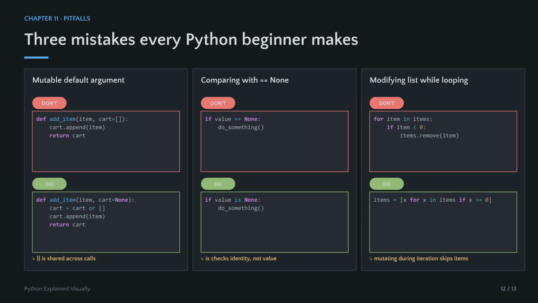Be aware of common pitfalls, such as using mutable default arguments, comparing None with double equals instead of is, and modifying a list while iterating over it.